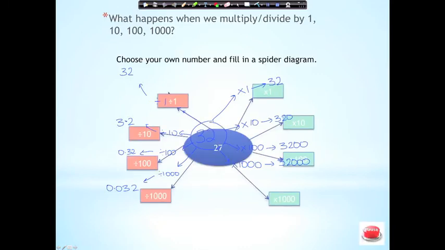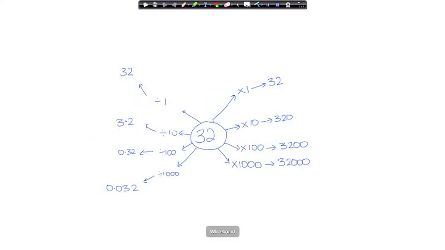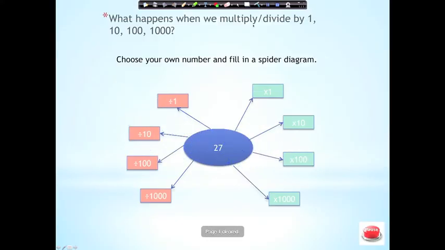If we have a look at this one here, I've put a number there, but I want you to try your own. Choose your own number and then copy this spider diagram, and then you're just going to put in your answers. So if you chose 27, you're just going to have another arrow. 27 times 1 is 27. So press pause and complete this spider diagram for your own number.